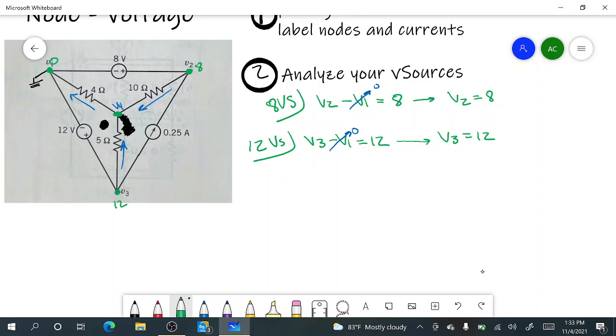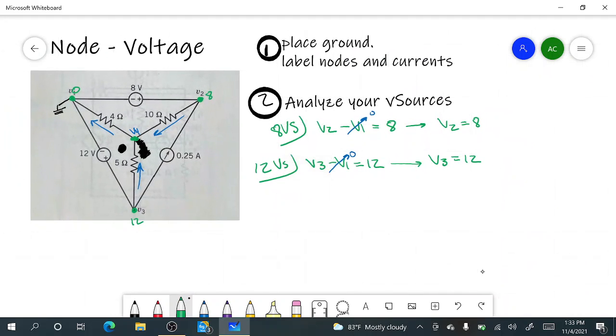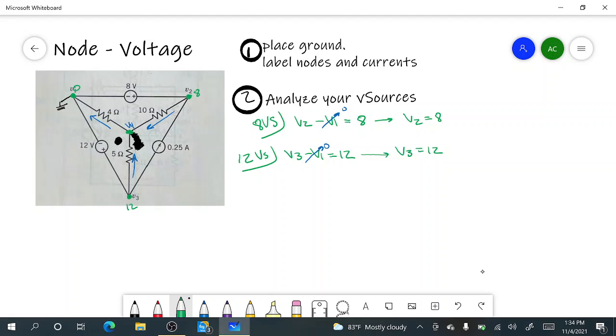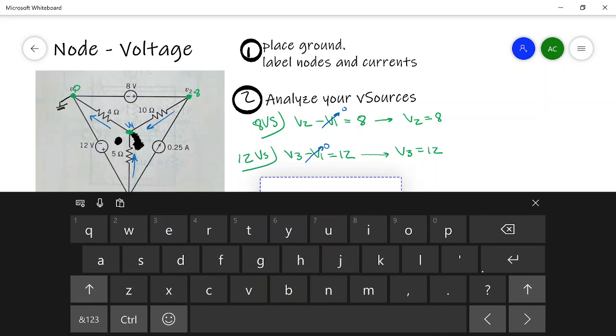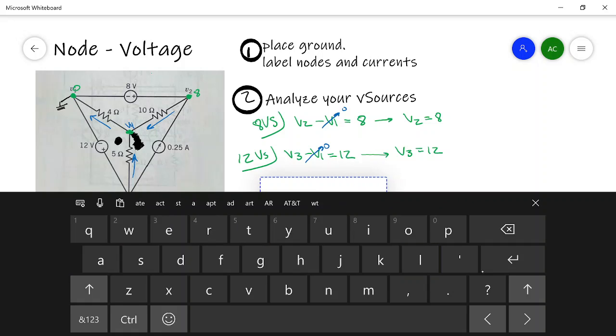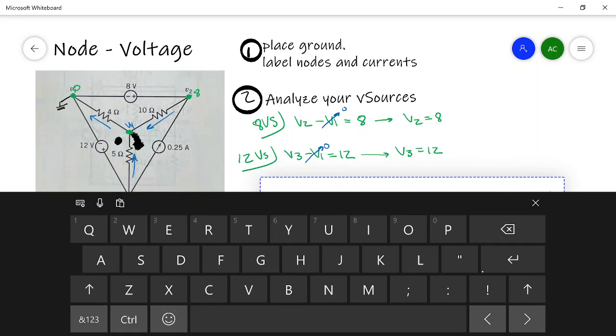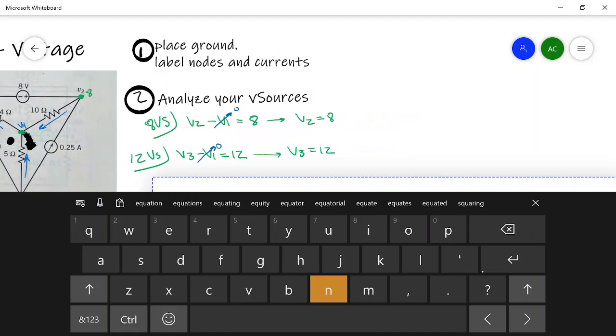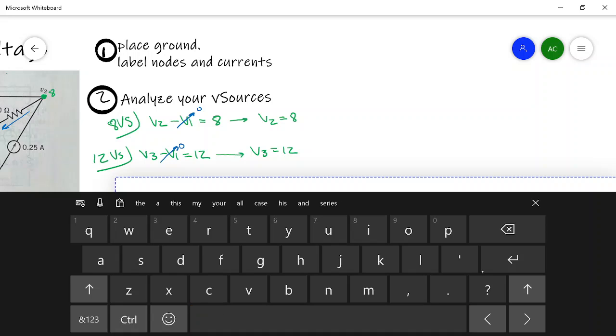Last but not least is my last node, V4. So finding V4 is going to be my last step. Unfortunately, I ran out of voltage sources, so that's okay. I'm just going to move to step 3. So step 3 would be you're going to do KCL at your other nodes. Okay. Write your equations in node voltage method form.